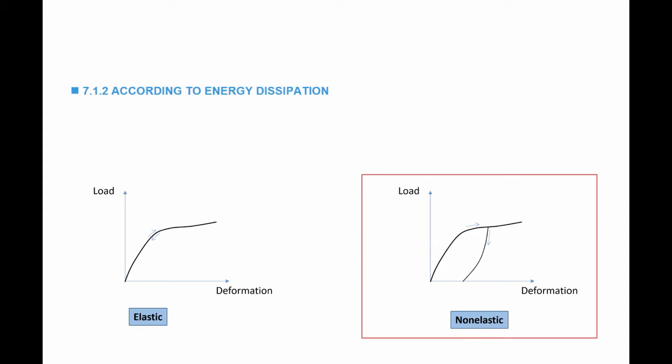In these types of material, a lot of energy is put through loading of the material, through the loading path, and this energy is lost when the material is unloaded. This energy is lost in the form of heat, or in the form of damage of the material, or in the form of plastic deformation or residual deformation in the material.